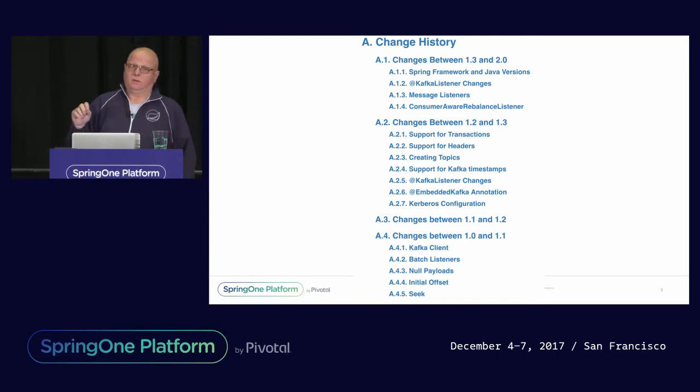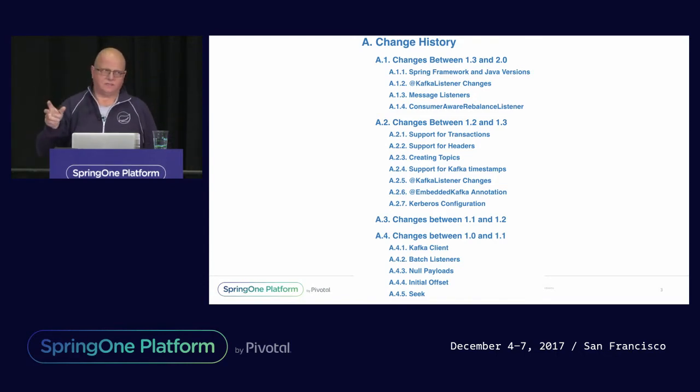The embedded Kafka test broker can now be declared as a JUnit rule. It can be declared as a simple Spring Bean, so if you're using other testing frameworks, you can use it in that fashion, or you can now annotate your test class with embedded Kafka. A bunch of changes to the Kafka listener. We'll look at some of those when we start looking at demos.